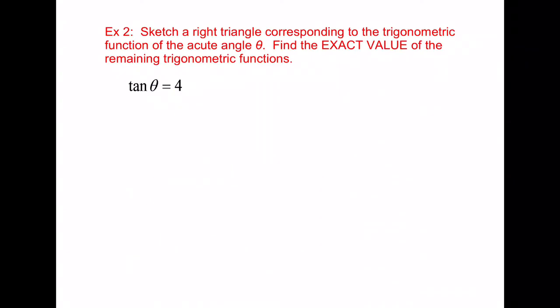The second example here wants you to sketch a right triangle and then find the exact value of the remaining trig functions if you're given 1. Now tangent of theta is equal to 4 over 1. So if it gives you 4 over 1, remember that would be opposite over adjacent. So you actually have 2 of the side lengths of a right triangle. So there's your right triangle. Put theta in either acute angle, and then you have opposite over adjacent.